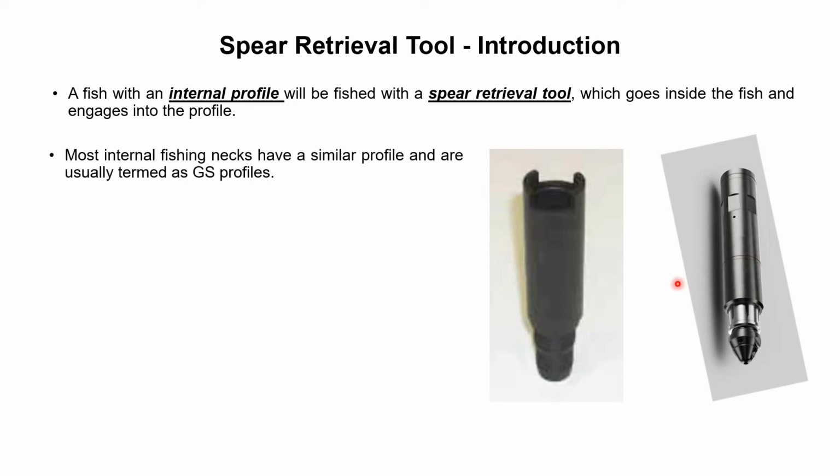Most internal fishing necks have a similar profile and are usually termed GS profiles. We know that we may have different types of fish, that is, any tool left inside the hole is termed a fish. So there are different designs of downhole tools, but most internal fishing necks have a similar profile, that is, the internal design of most of the tools which are usually left inside the downhole. They are termed GS profiles.